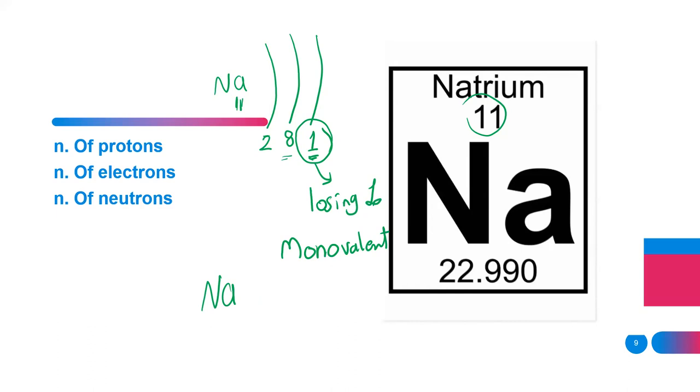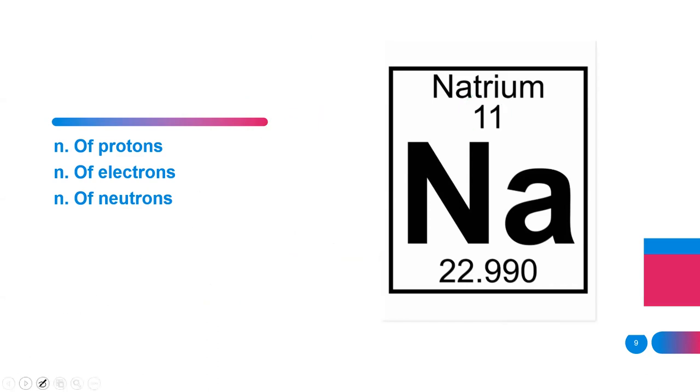Okay, let's try chlorine. Shahda, can you please tell me how I can make the electron configuration for chlorine? Chlorine, 17.